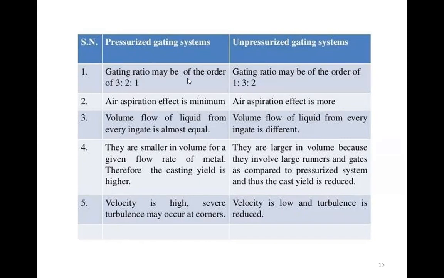So in a pressurized gating system, the velocity is very high. Therefore, severe turbulence may occur. But in an unpressurized gating system, the velocity is low and the turbulence is reduced. So this is the main difference between a pressurized gating system and an unpressurized gating system. Right.